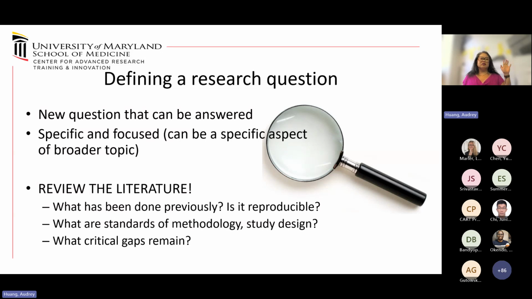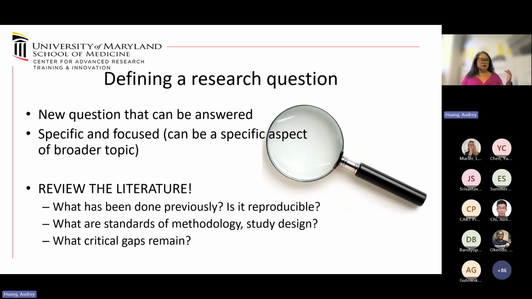And again, not to beat a dead horse, but review the literature, make sure that you know what's been done previously, that the new question is new. And this is a tricky part, if it's not reproducible, right? If it turned out to be a negative result in the past, it likely will not have been published. So how do you figure that out? I talked last time about networking at conferences and identifying mentors in your field, which is useful both for your own research progress as well as your career progress.